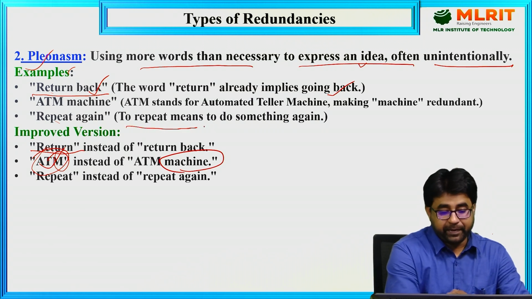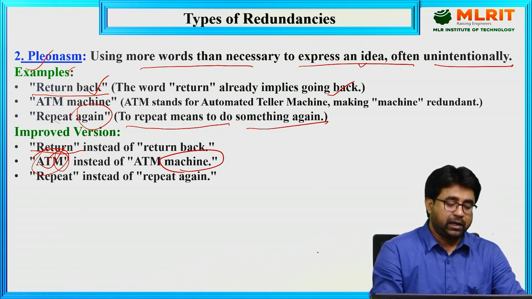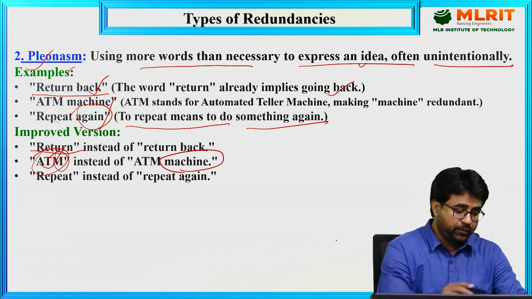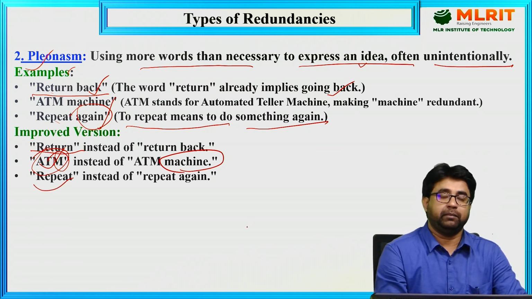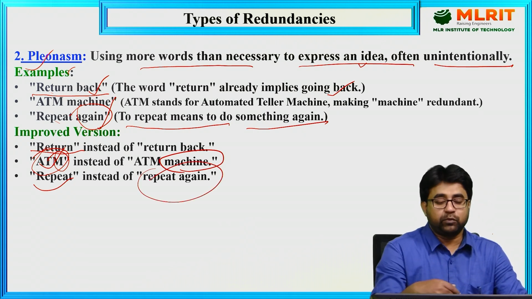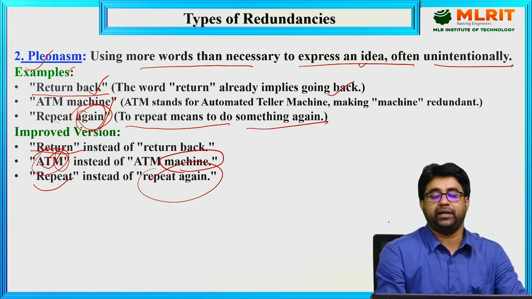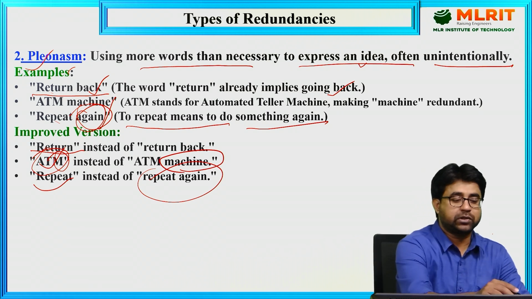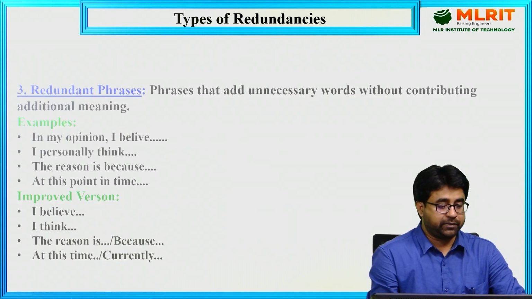Fine. Repeat again. Now, to repeat means to do something again. So this is unnecessarily using again here. So instead of saying repeat again, we have to simply say repeat, because repeat in itself implies that we are supposed to perform the act again. So again is not required here. Fine. So this is called pleonasm. Understood? Now next concept.